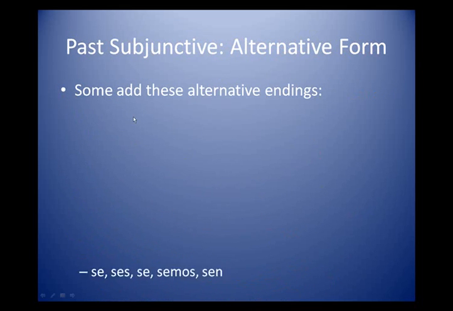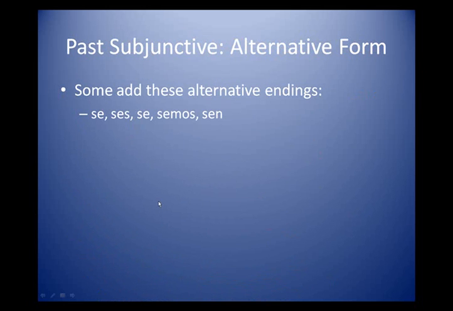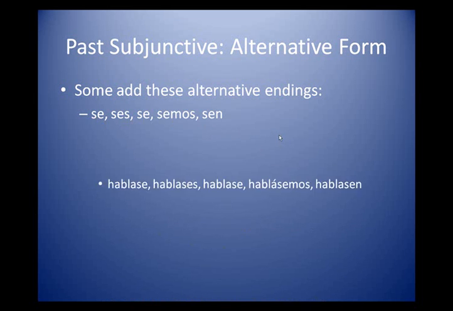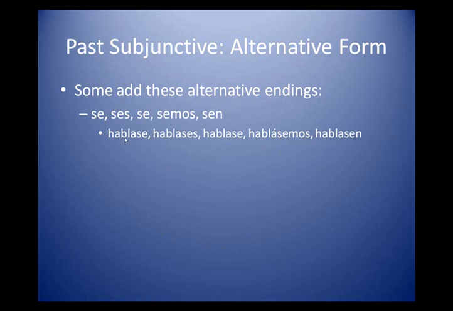Some countries use an alternative form, and this is kind of fading from vogue. But instead of adding ra, ras, ra, ramos, ran, some countries use se, ses, se, semos, sen. And not even within countries is it pervasive or universal. There might be a couple people that use this form, but it's definitely much less common. But with some verbs, people seem to use it, like with ser and ir, fuese. For some reason it's used a lot with that verb.